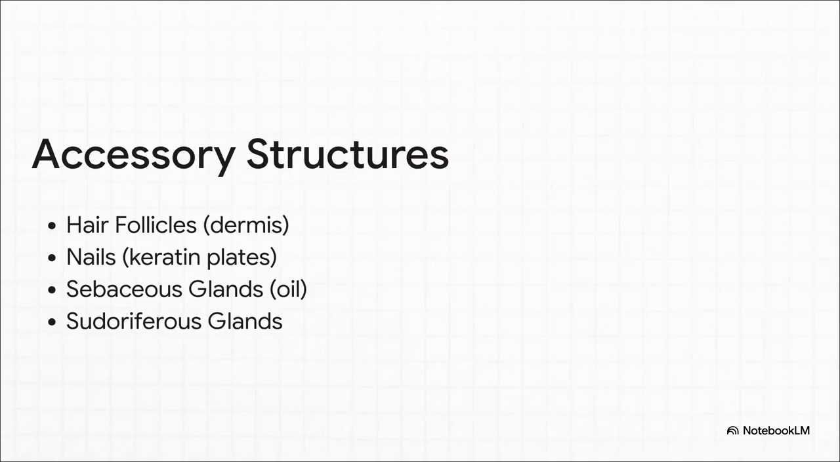And embedded right within those layers are our accessory structures. We've got hair follicles rooted in the dermis, keratin-based nails, sebaceous or oil glands, and sudoriferous sweat glands. Why does this actually matter for you? Well, because if a patient comes in with an inflamed sebaceous gland, like a cyst, right, knowing that it originates down in the dermis directly impacts the clinical description and ultimately the pathology code you're about to choose.